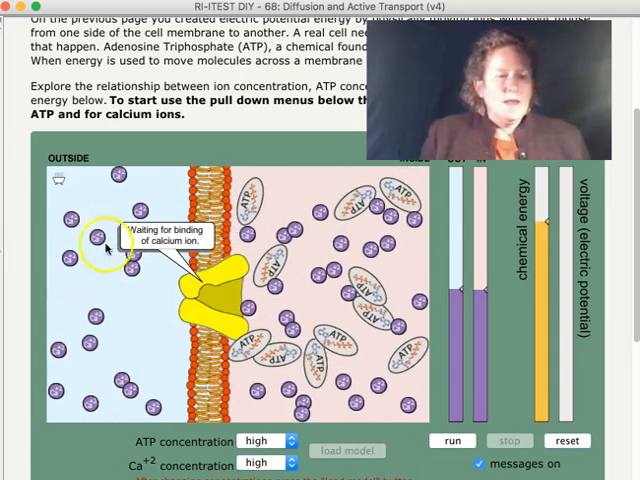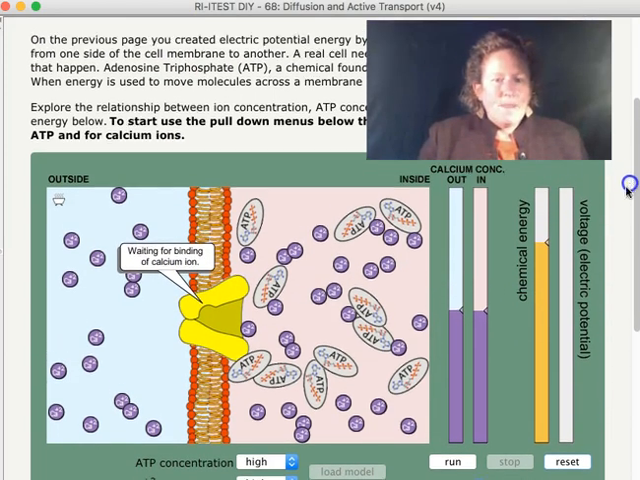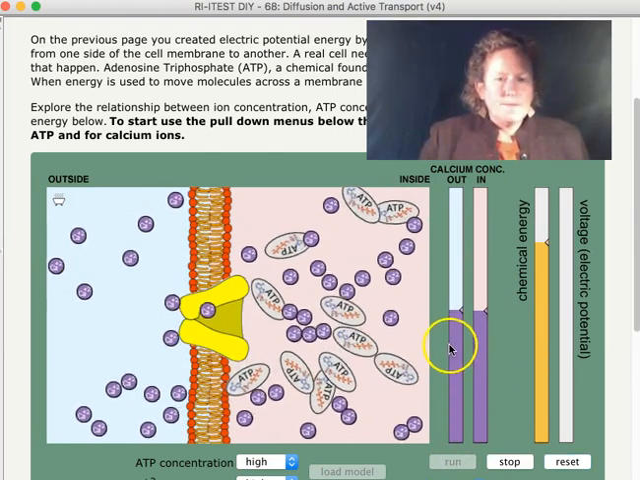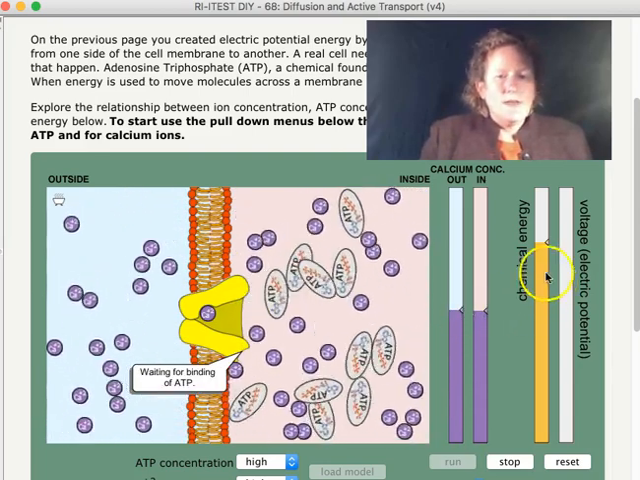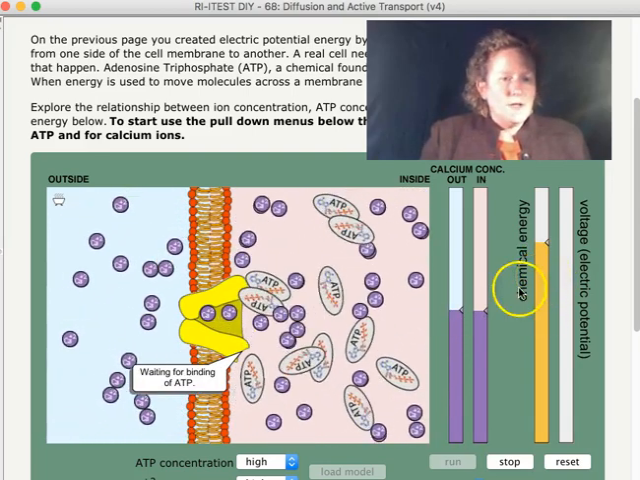Stop this for a second. You can see it's a little bit lower. The concentration here, let's scroll down a little bit. They're even right now, but as it runs, this calcium concentration is going to change. The chemical energy is also going to change.